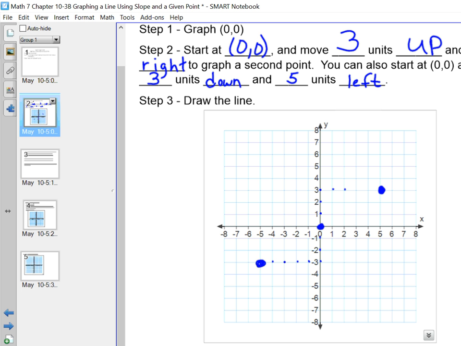And from there we're going to draw the line. You should probably use a ruler. I've had a little bit more experience, but sometimes my lines don't always look so great either. But a ruler will be helpful. Now, if we had a bigger grid, we could actually keep going. We could go another 3 units down and another 5 units left. We could go another 3 units up and another 5 units to the right. And we could keep going. But we have a smaller grid.